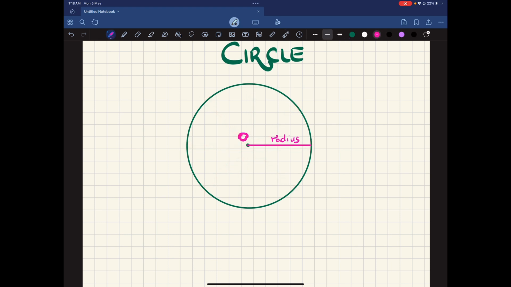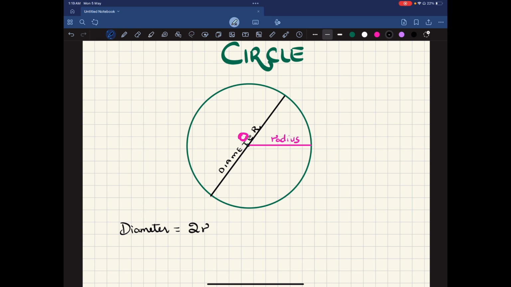So the diameter, let's mark it with black. It connects any 2 points on the circle, but it passes through the center. So this is the diameter. Diameter is twice the radius.